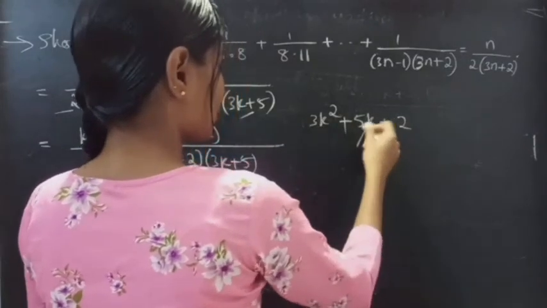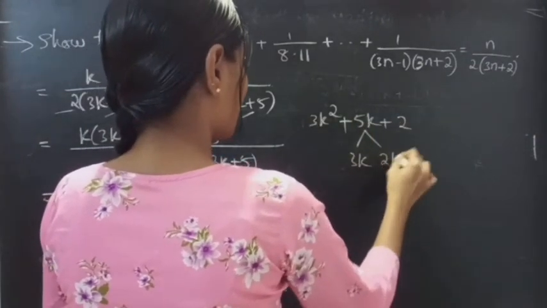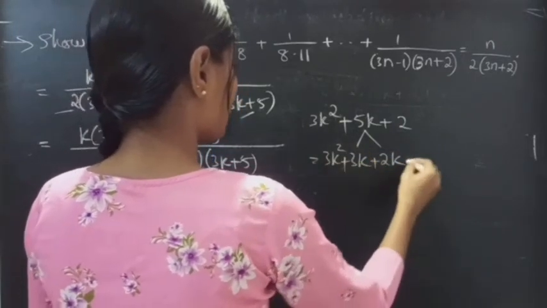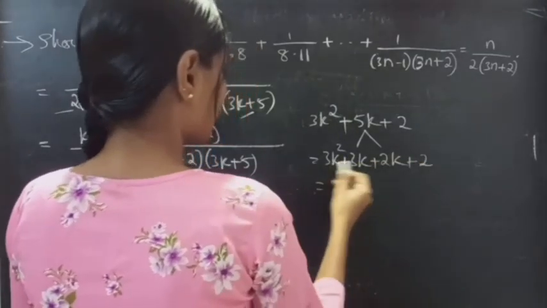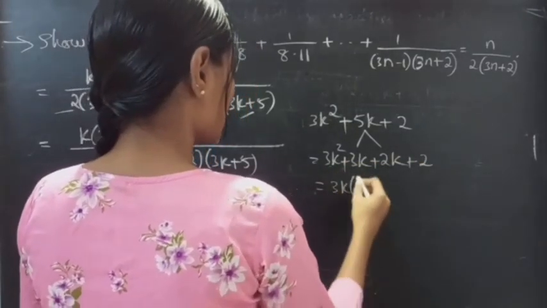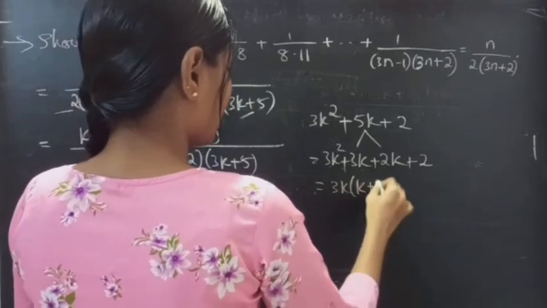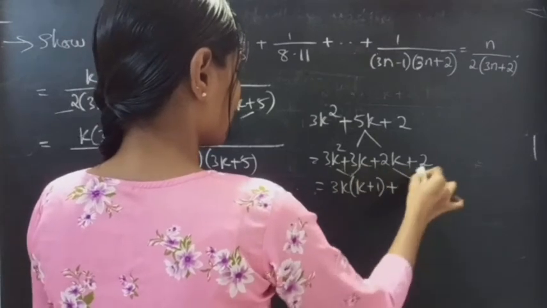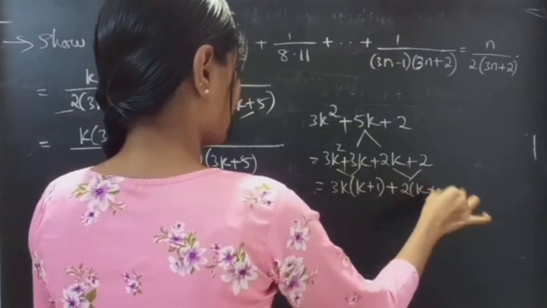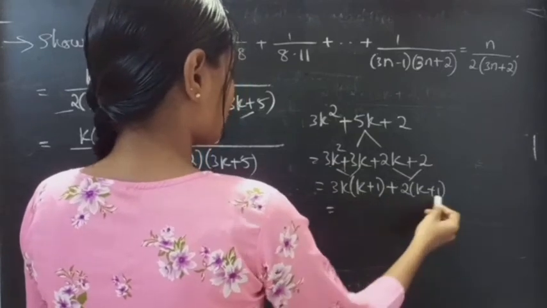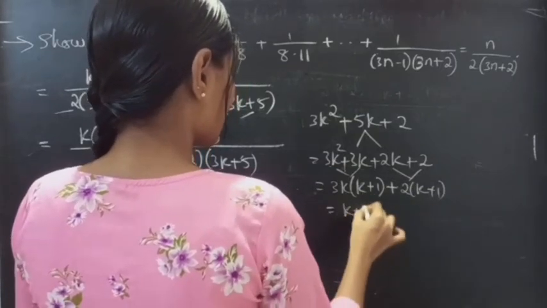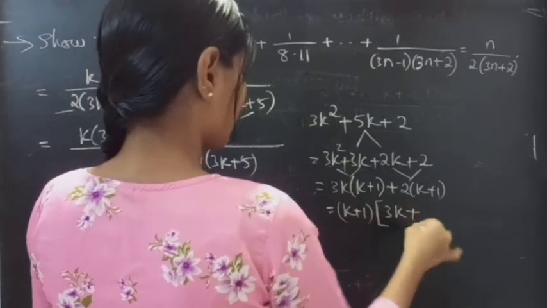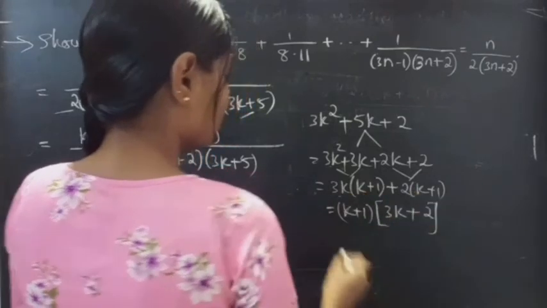So here you can split this 5k as 3k plus 2k. So you can write this as 3k square plus 3k plus 2k plus 2. Now take 3k common from the first two terms, you will get 3k times k plus 1, plus take 2 common from the next two terms, you will get 2 times k plus 1. So you have k plus 1 common in both the terms. Take k plus 1 common, you will get k plus 1 into 3k plus 2. Okay.